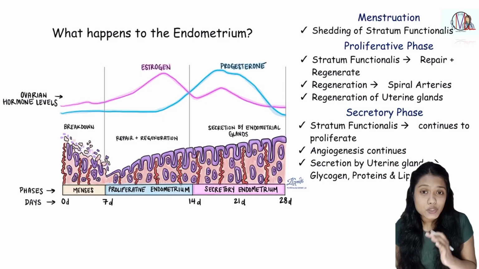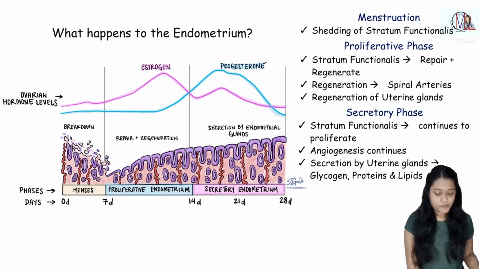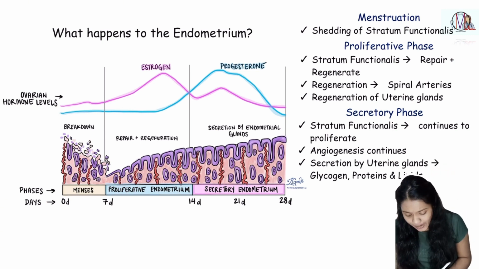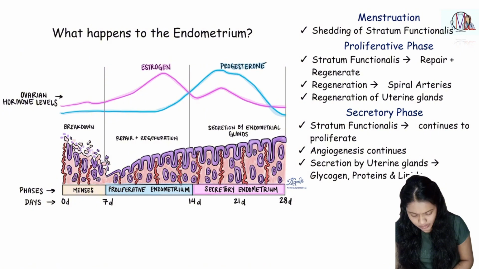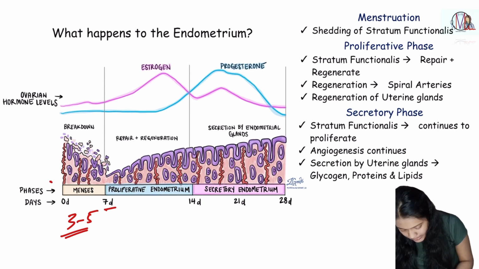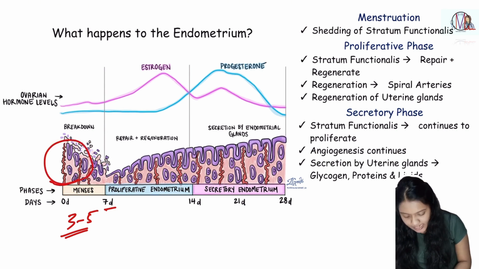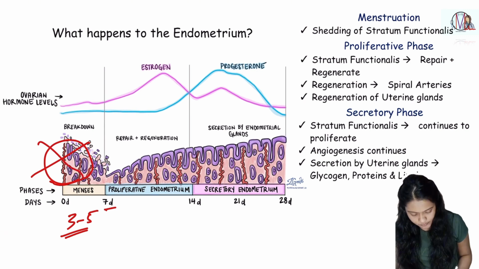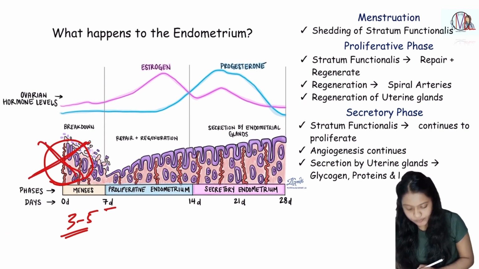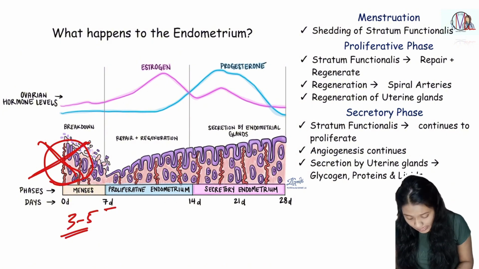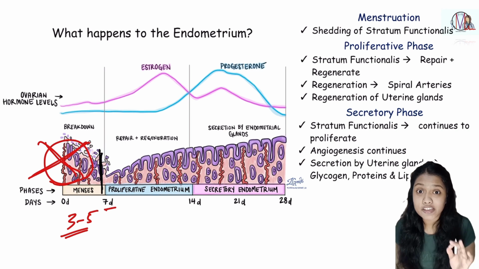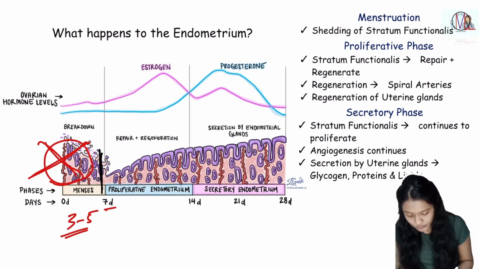now let's discuss what actually happens in the endometrium. As already discussed, menses lasts 3 to 5 days, sometimes up to 7 days. As you can see here, the spiral arteries and the uterine glands, everything is shedding off. And by the end of menses, there is nothing in the functional layer. The stratum functionalis is absent now.